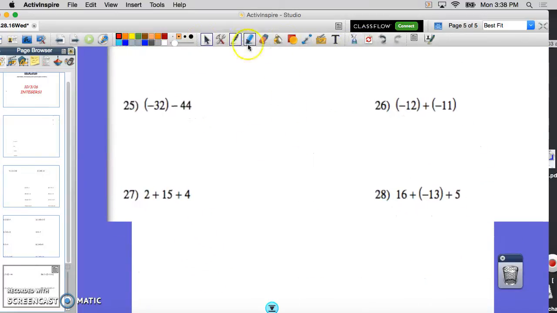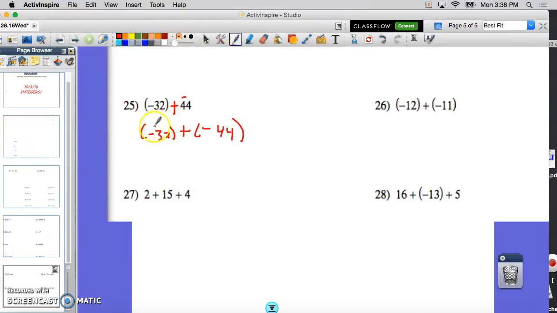Number 25 is a subtraction problem, so I'm going to change it to addition. Remember, if it's a subtraction problem, change the sign to addition, and then change the sign of the second number. You can tell now that this 44 is a positive 44, so now I'm going to make it negative 44. Let me rewrite it so you can see what I'm talking about. The problem's now addition, and I had to change the sign of the second number.